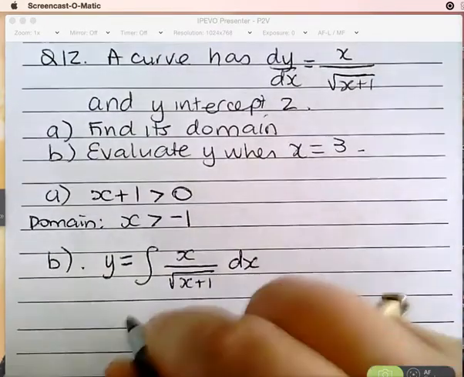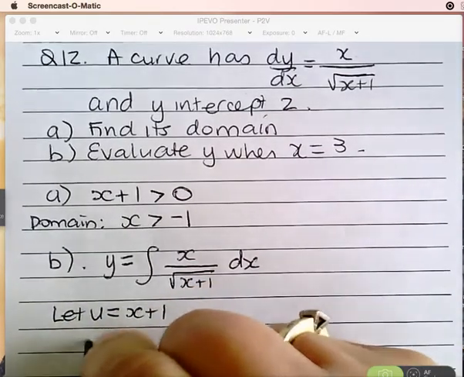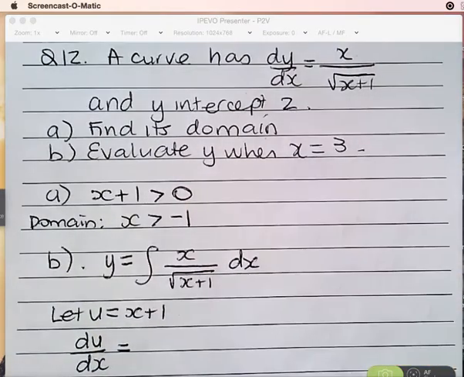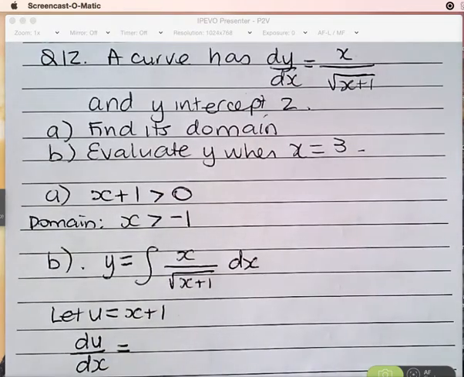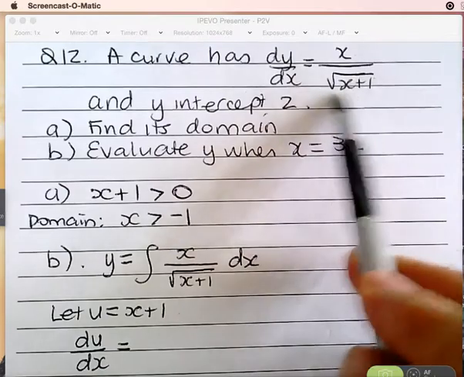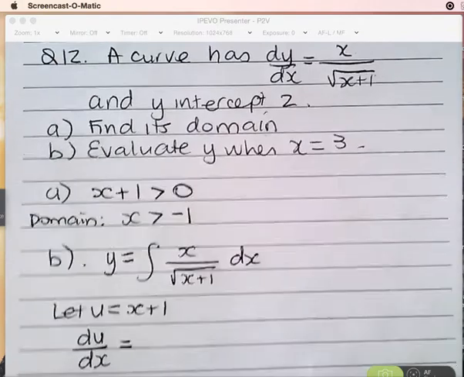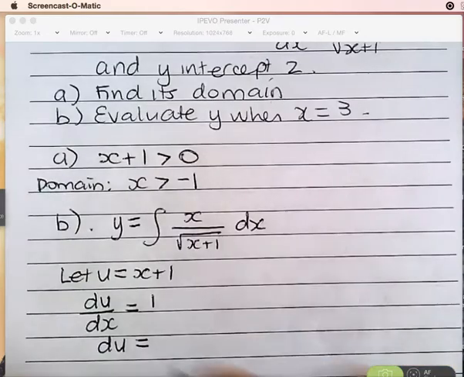So what do you think you'll let u equal? x plus 1. So therefore du dx is? Did you just make that up? Yes, I did. What else could you use for a substitution? Normally they're supposed to give it to you, but obviously in this case they're not. In a case like this, you would just let it be whatever's under that square root. So let u be x plus 1. So du dx is 1, which means that du equals dx.